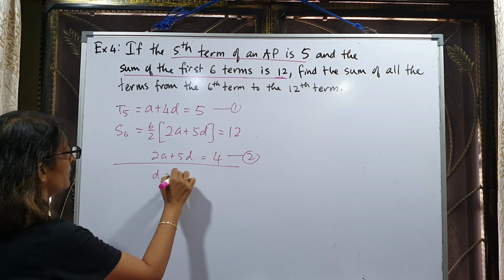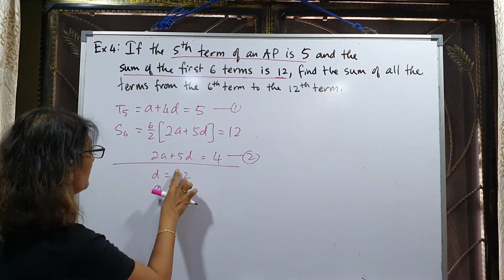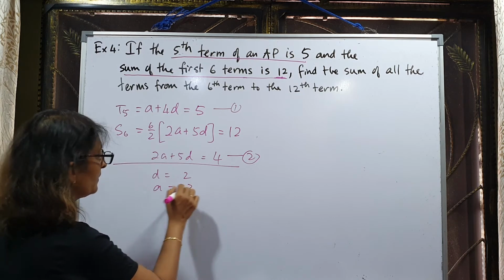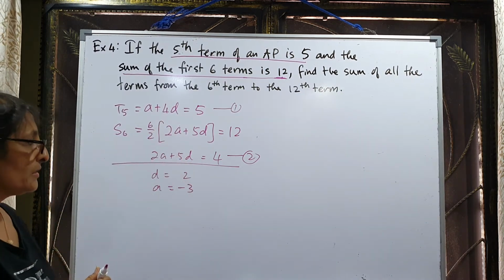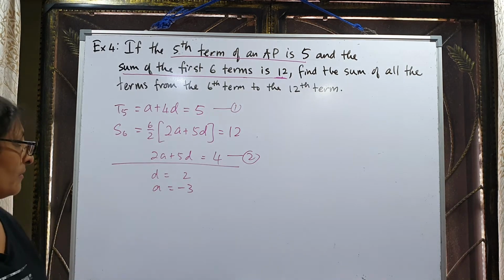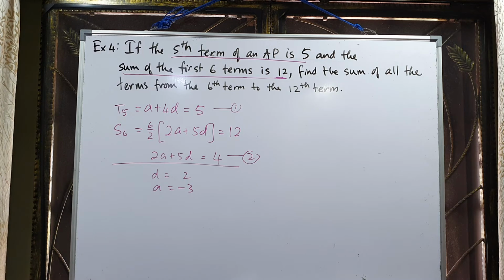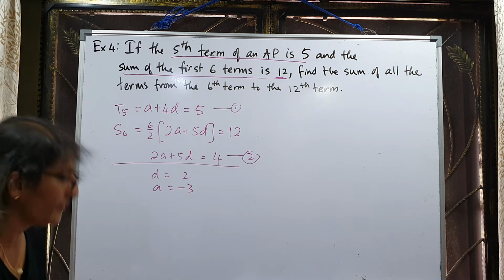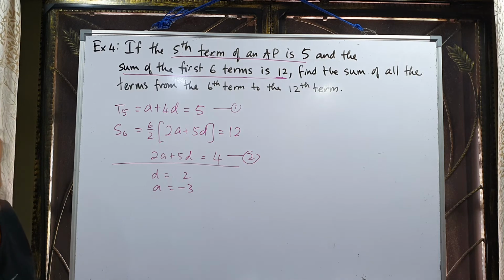d equals 2 and a equals -3. Alright, you solve these two equations simultaneously and you should get this answer. Maybe equation 2 minus equation 1, and we go on. Alright, now we look at the question. It's not over yet. What do they want us to find?